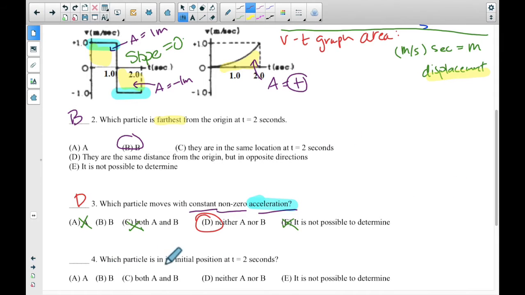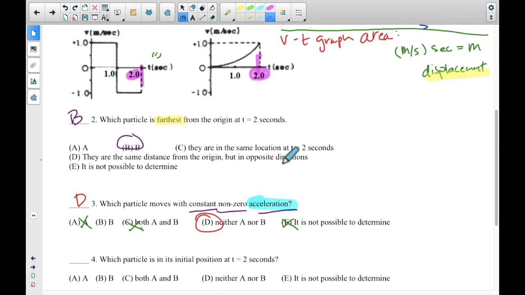And then the last question, which particle is in its initial position at t equals 2 seconds? We went over that a minute ago when we were talking about question B. Let's just go back and think about it. This is t equals 2. I'm going to erase some of this stuff. All right, we're looking at t equals 2. So here we are at t equals 2. Here we are at t equals 2. Which particle is in its initial position?